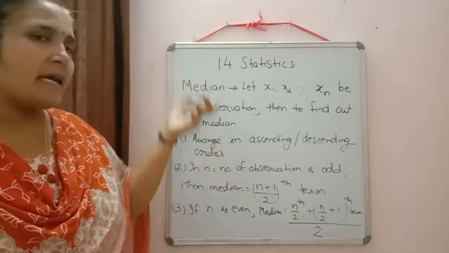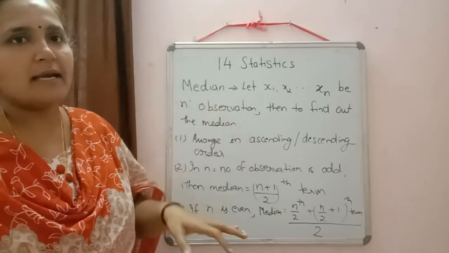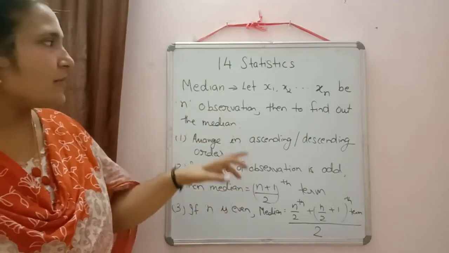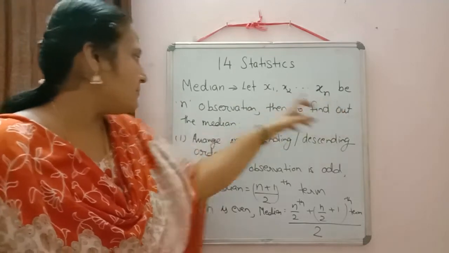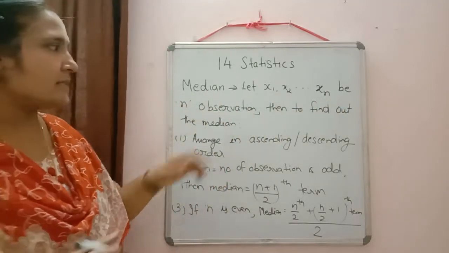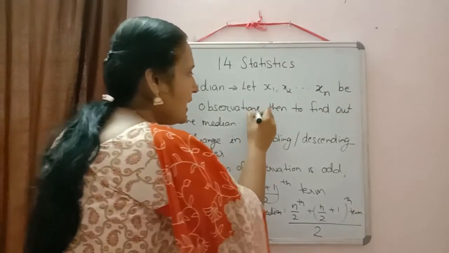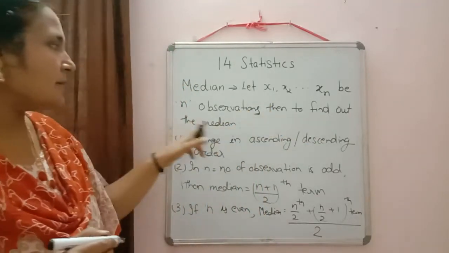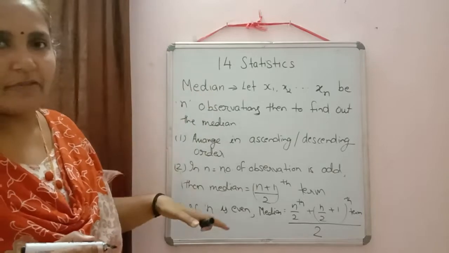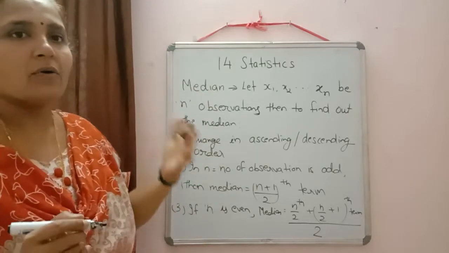So first we can write down all the methods to calculate the median. All of you write down: let x1, x2, etc., xn be n observations. N observations means total n numbers are there. Then to find the median, what are the steps we have to follow?